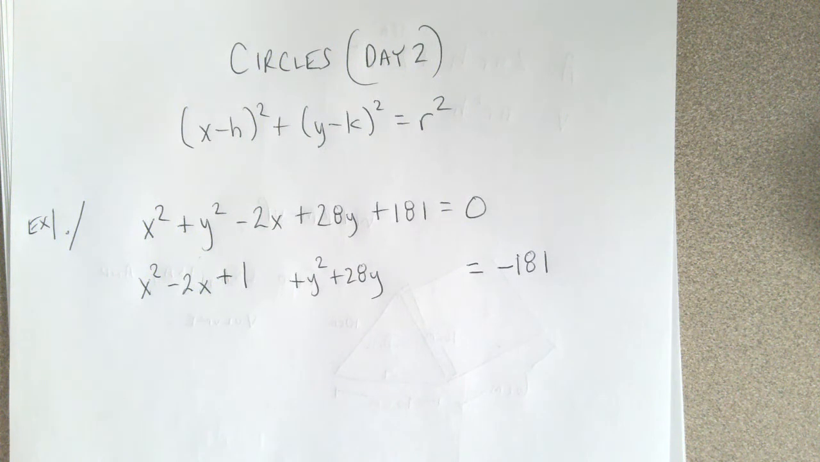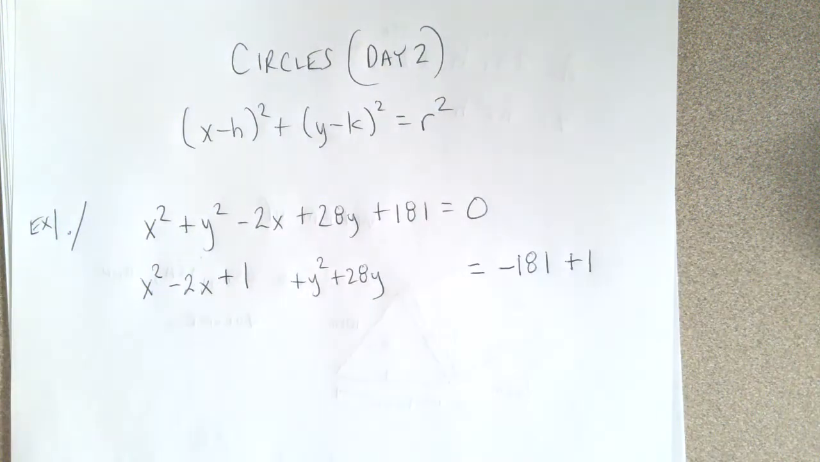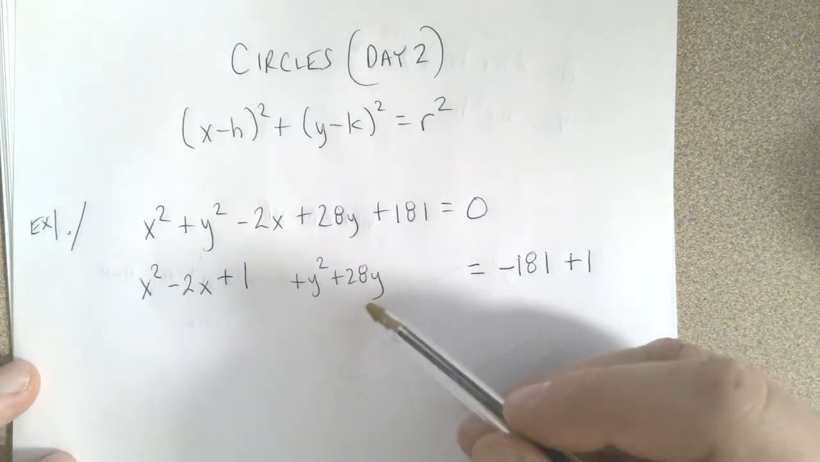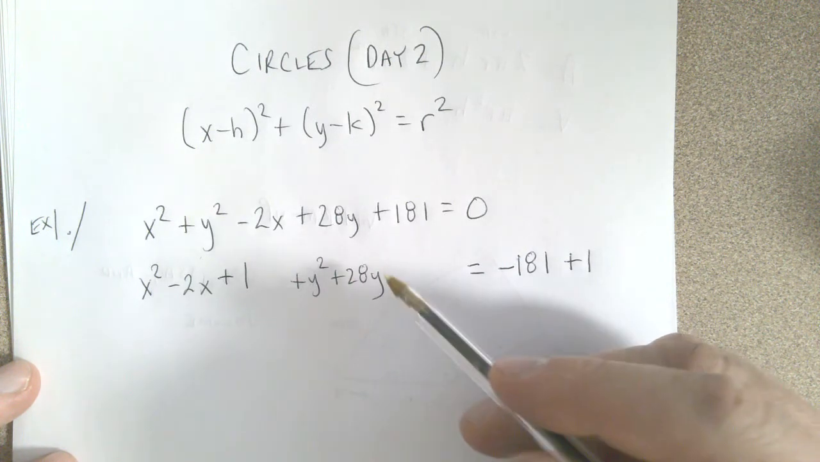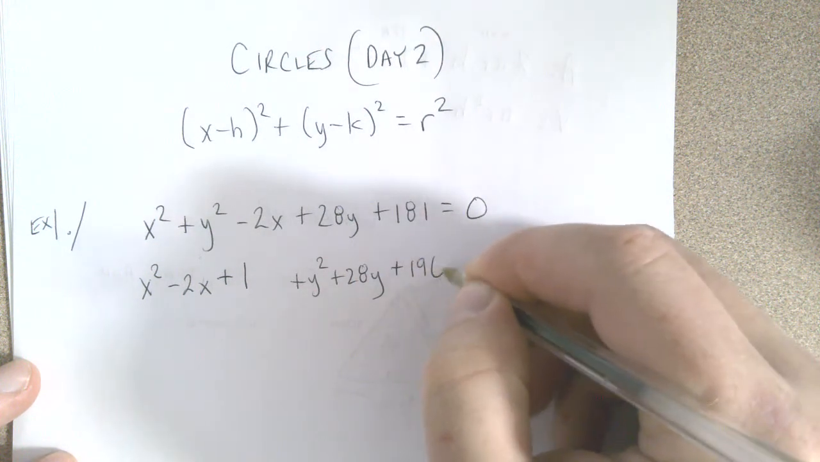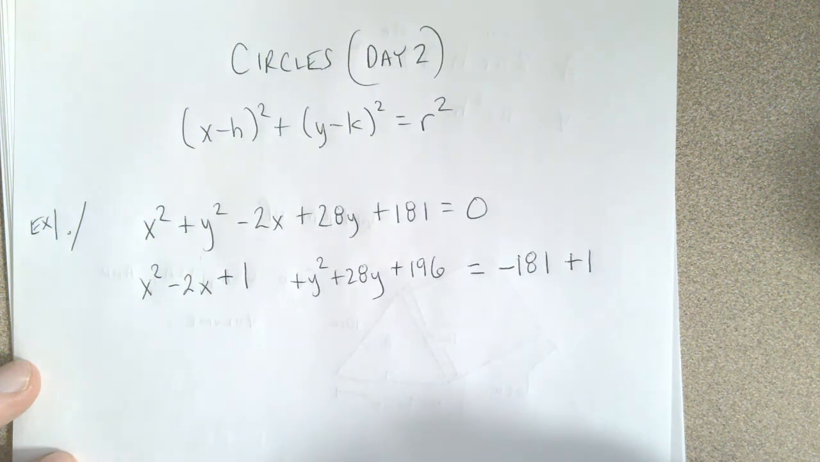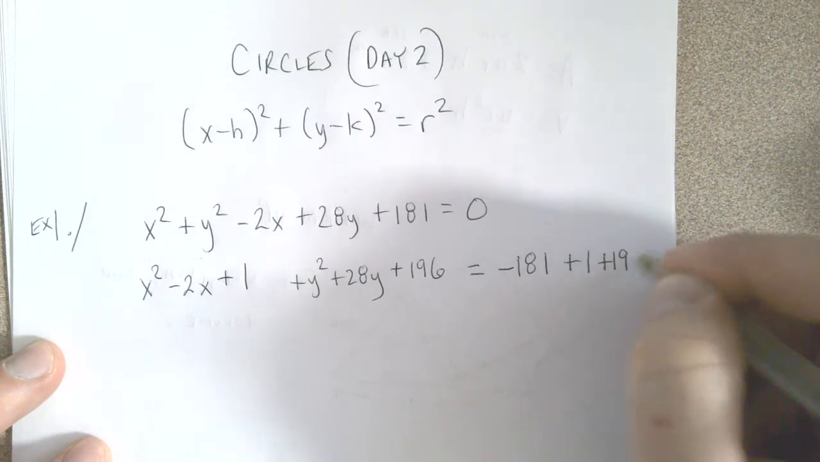They say, well, why can I just add 1 to the equation? Well, I can't just add 1 to the equation, but I can add 1 to the left and add 1 to the right, because that balances the equation. I'm going to do the same thing with my y's. What's half of 28? 14. And what's 14 squared? 196. Again, I can't just add 196 to the left. I've got to add it to the right also to keep the equation balanced.